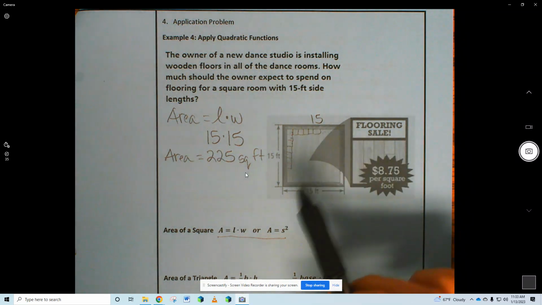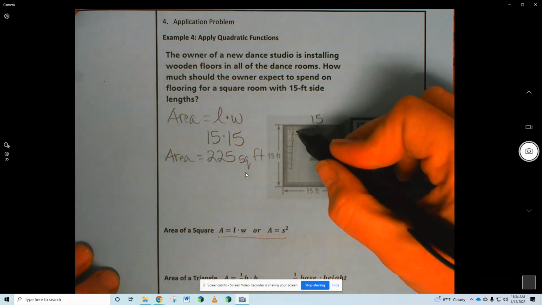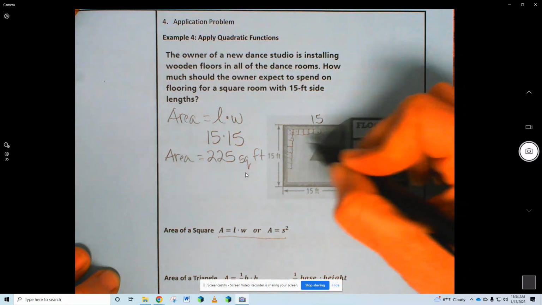Okay. Now, they've included the price over here. So I've got 225 boxes. The whole flooring. It says that my pricing is $8.75 per square foot. Every little square foot, $8.75. Sorry, let me do it on the video. $8.75 for this one. $8.75. 225 times.